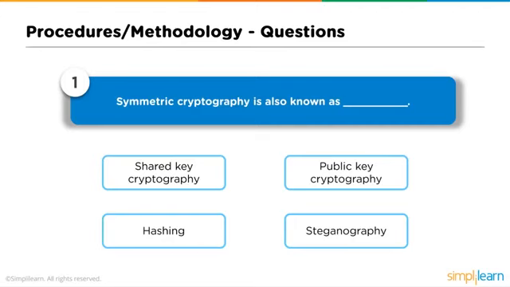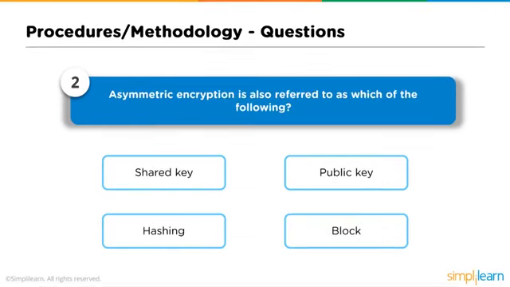So if you're using the same key to encrypt and decrypt, that means that this is known as shared key cryptography, where you're sharing the key with the intended user so that they can use the same key to decrypt it. Then you've got asymmetric encryption.